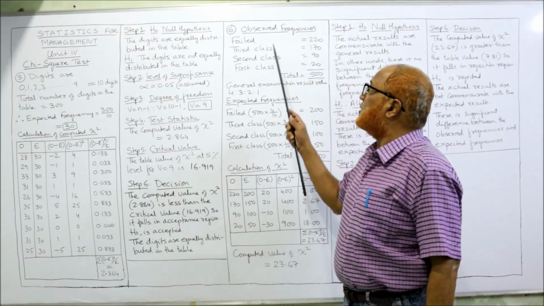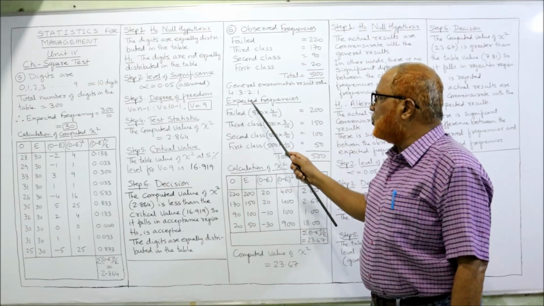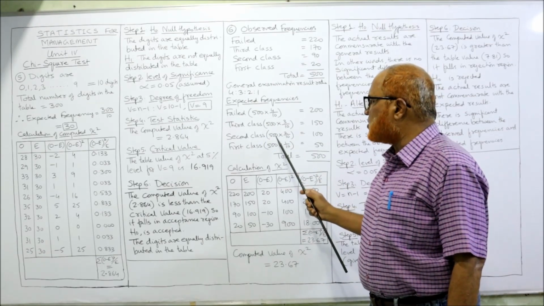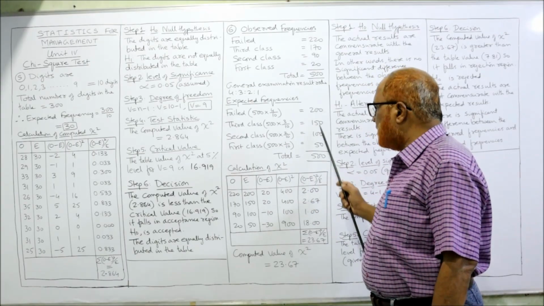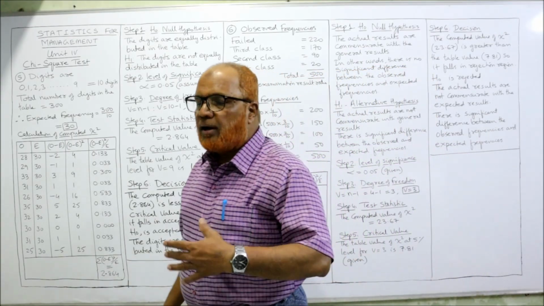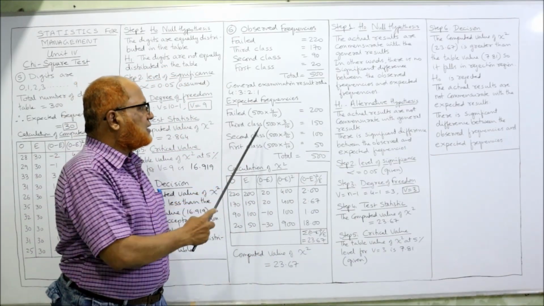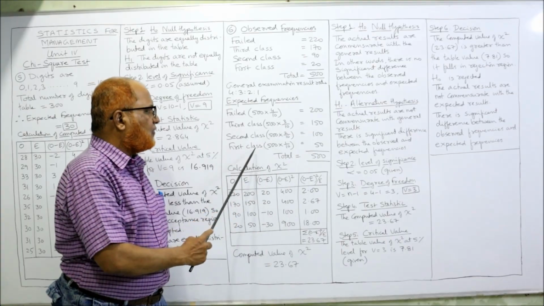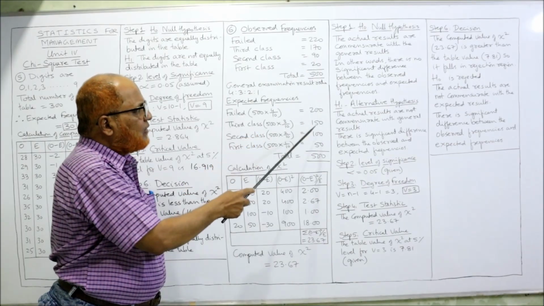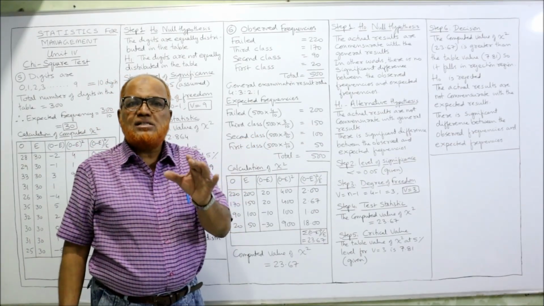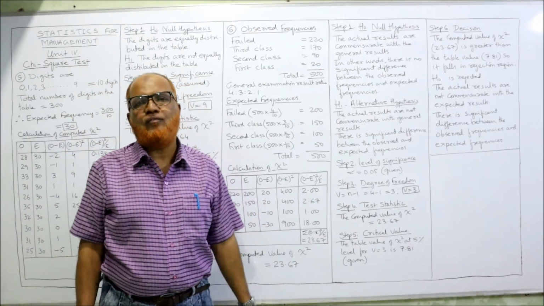But actual result, 220 failed. Third class, 500 into 3 by 10, 150. Second class, 500 into 2 by 10, 100. First class, 500 into 1 by 10, 50. The total is 500. So, according to normal tendency, the result should be failed 200, third class 150, second class 100 and first class 50. It is clearly different. The actual results are different from the expected result. Now, is this difference significant or insignificant? That's what we have to find out.